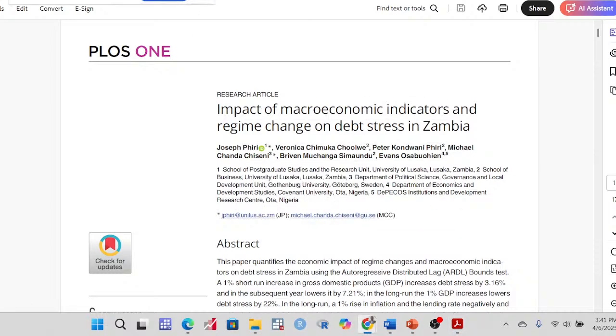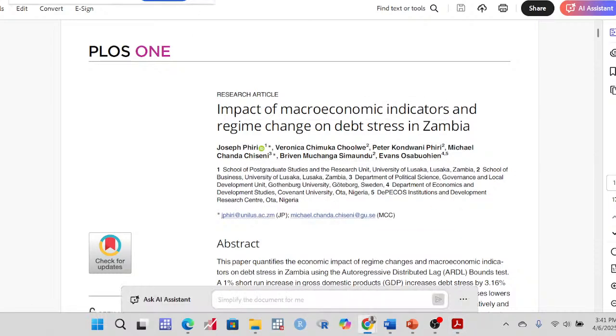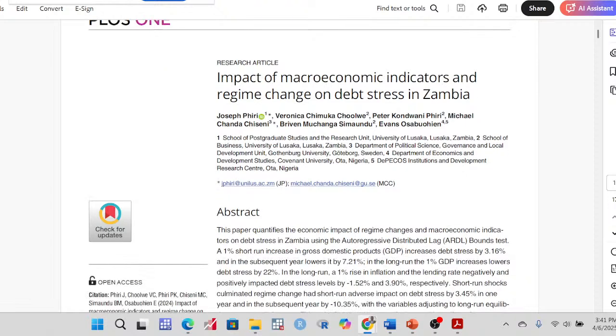So this was the paper on the impact of macroeconomic indicators and regime change on debt stress in Zambia. So I'll just speak about the motivation I had behind this paper. I did notice that in Zambia, every time we change a president, there was always negotiating for debt, and then you find that there was debt forgiveness, but a few years later we go back to borrowing much more than the previous president.